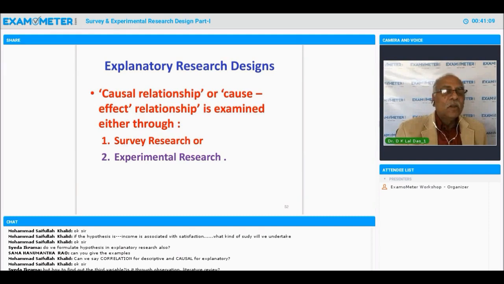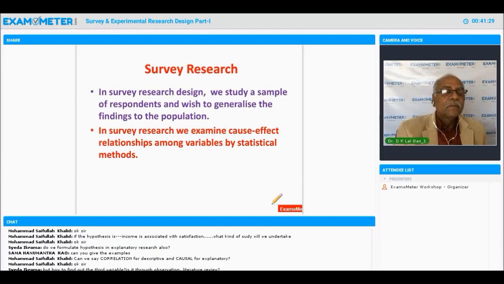Causal relationship or cause-effect relationship is examined either through survey research or through experimental research. I mean, collection of data can be through survey or by conducting experiment. We'll take up first survey research. In survey research design, we study a sample of respondents and wish to generalize the findings to the population. In survey research, we examine cause-effect relationship among variables by statistical methods.